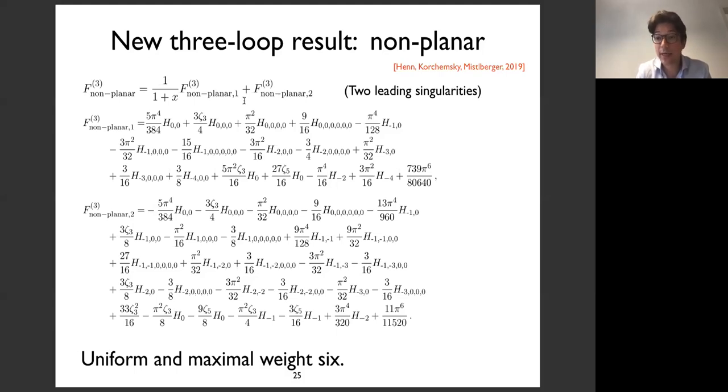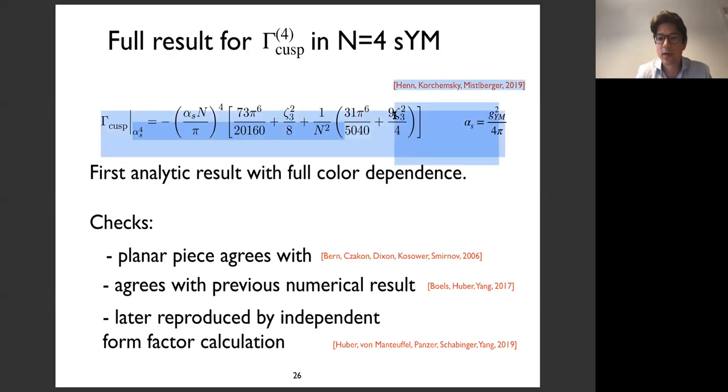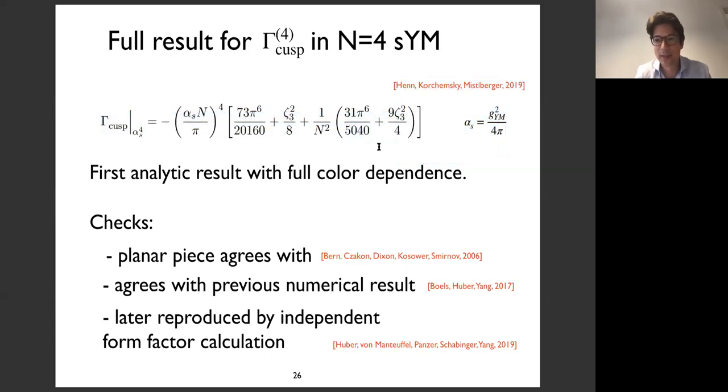So now that we have these formulas, we can plug them into our functional and extract the full loop value of gamma cusp. And here's the answer. First of all, we correctly reproduce the planar value, which is given over here. This is really an important verification that our method works, that the technical steps we've taken are all consistent. And then we get this new analytic non-planar value.